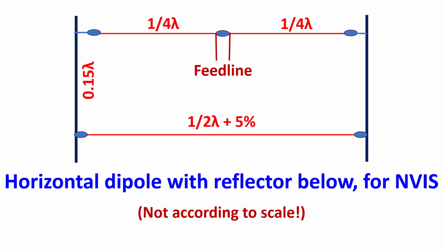A reflector element which is 5% longer than the half-wave dipole is mounted horizontally 0.15 wavelength below the dipole. The reflector wire can be a few inches above the ground, or a little higher if it is on a lawn, to permit lawn mowing. In effect, the combination forms a two-element Yagi antenna directing the beam upwards.